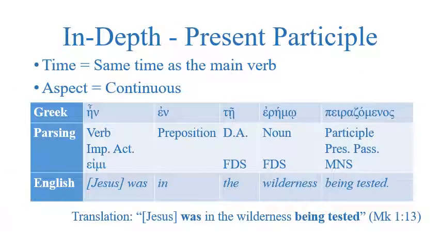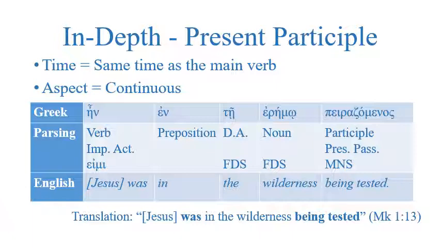We'll start our in-depth discussion by taking another look at the present participle. Remember, first of all, that its time is the same time as the main verb, and in aspect it's continuous. It's not an action that happens at one point in time, but an action that continues. If we take a look at Mark 1:13 as an example, we see this phrase, ἦν ἐν τῇ ἐρήμῳ πειραζόμενος.